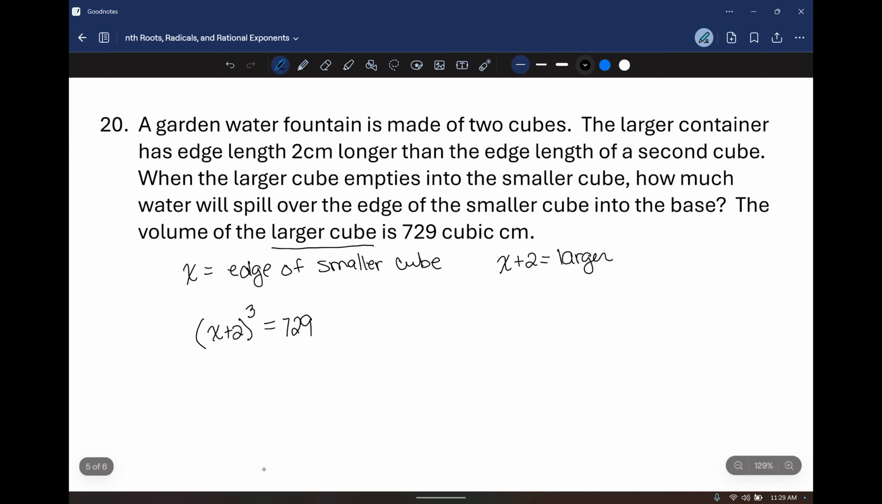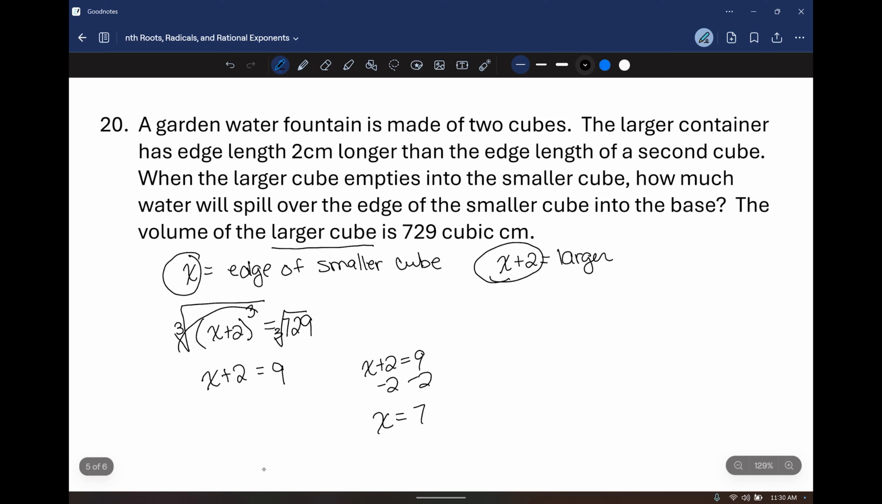Now I need to solve for x, so I'm going to take the cube root of both sides, because all of this is being cubed. Now I only have one answer because it's an odd root. The cube root of 729 is 9. So I know that the side of the larger cube is 9, because x plus 2 is the side of the larger cube. So x plus 2 is 9. Now, if I solve for x, I know that the side of the smaller cube, which is represented by x, is 7.